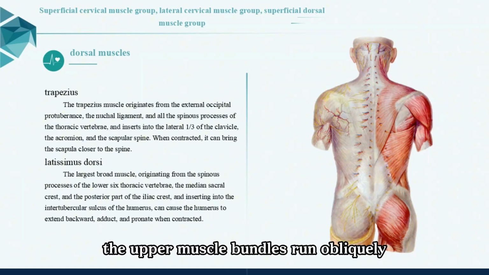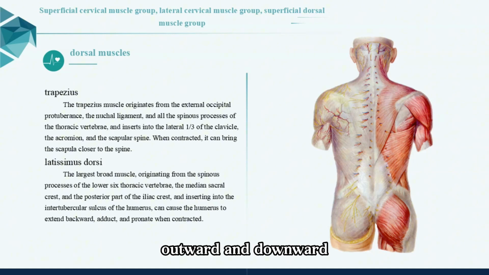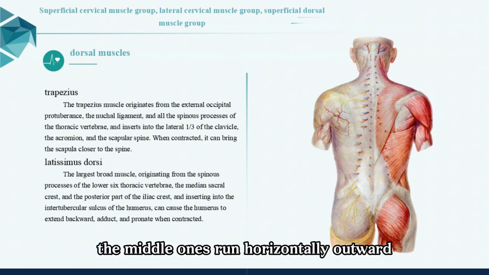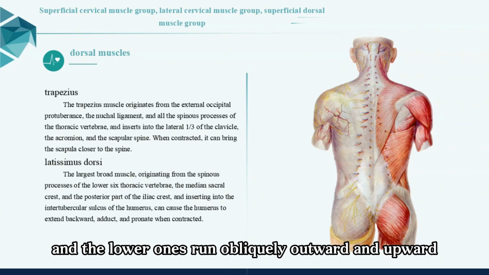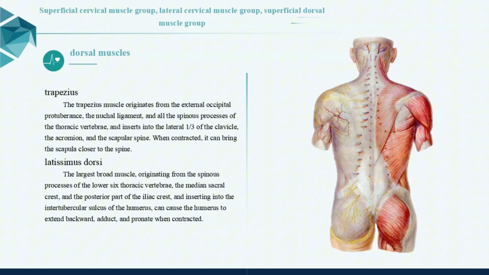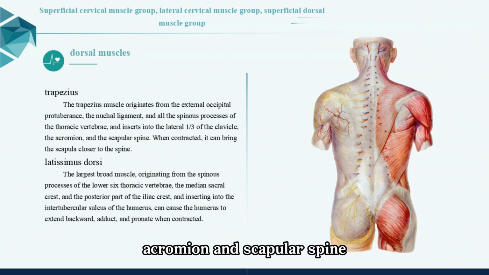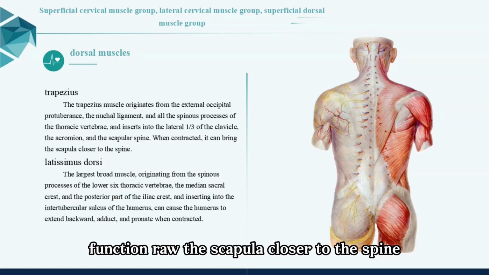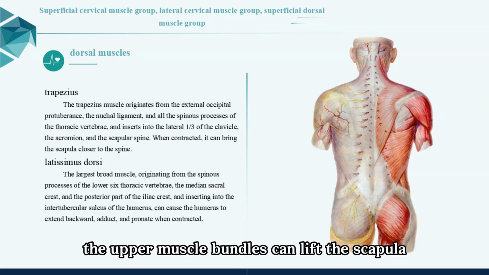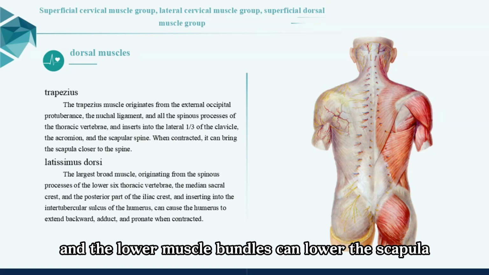The upper muscle bundles run obliquely outward and downward, the middle ones run horizontally outward, and the lower ones run obliquely outward and upward. It inserts into the lateral one-third of the clavicle, acromion, and scapular spine. Function: draw the scapula closer to the spine. The upper muscle bundles can lift the scapula, and the lower muscle bundles can lower the scapula.